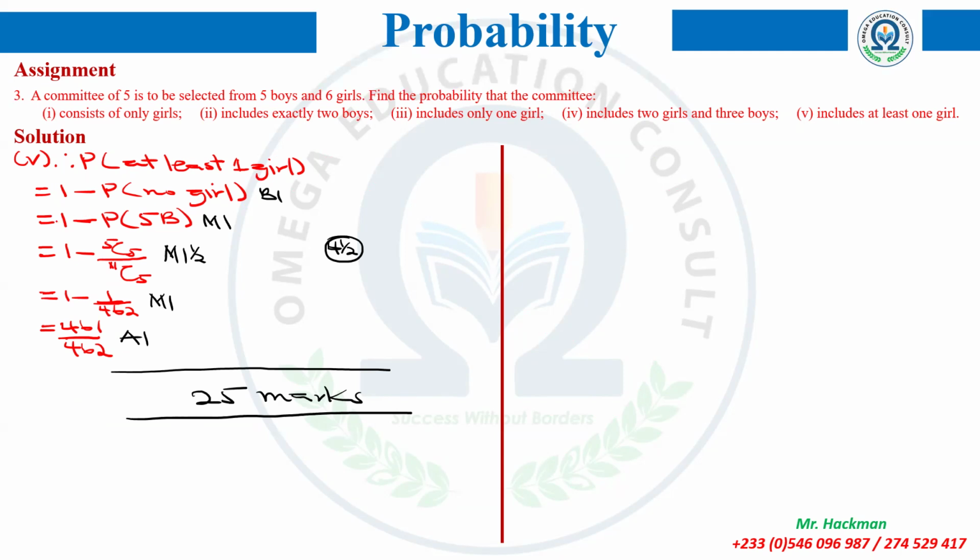In this case, if no girl, then it means indirectly all boys, which will be 5 boys. So it will be 1 minus 5B, and you know how to deal with this one. This probability will be 5 out of a total of 5 boys, all over your total selection, which is 11 combination 5. Use your calculator to do the numerator and denominator separately. Even this one, you can use your head. So that gives us what we have here. You simplify to end up getting this.